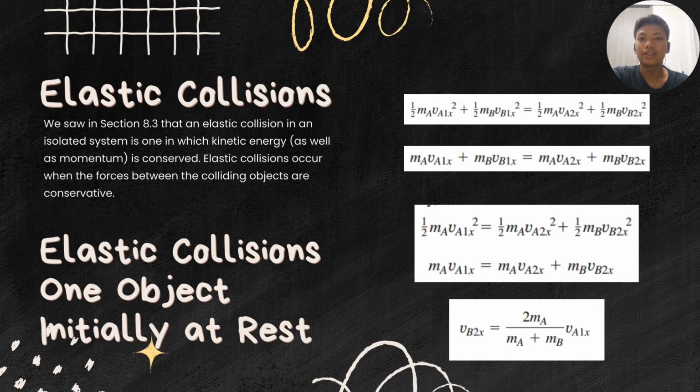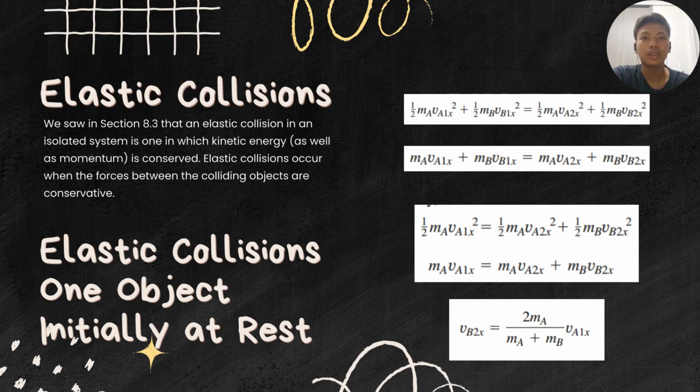We call this line the x-axis. So each momentum and velocity has only an x component. We call the x velocities before the collision V_A1x and V_B1x, and those after the collision V_A2x and V_B2x, from conservation of kinetic energy.